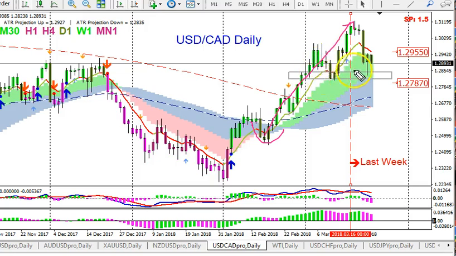Now we have a pullback, and I teach in a pullback, there's the pullback, we look for a clue for a trend continuation. We had that with this candle right there. You could have gotten in. Stop loss would have been here or here, and you would have made some really amazing pips to the upside. Now that was the previous week.